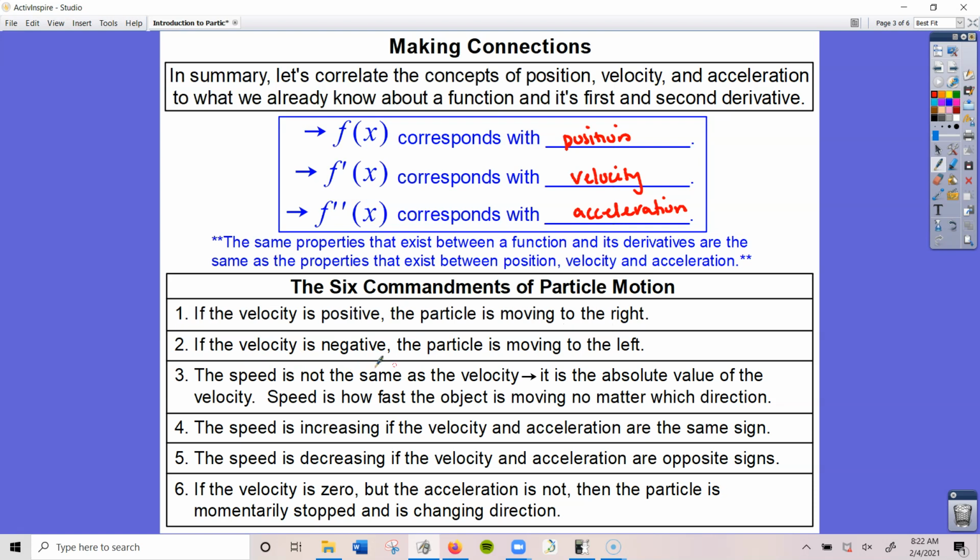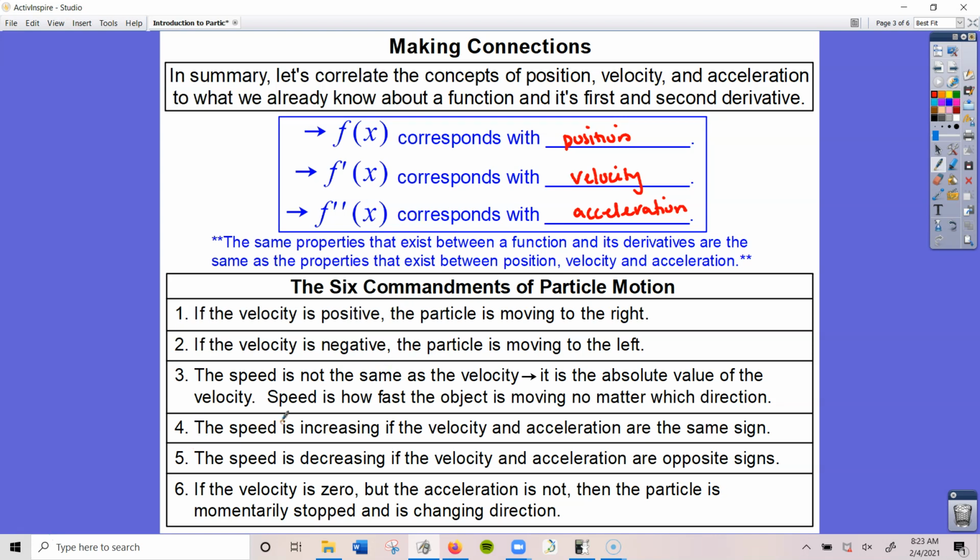Now the speed is not the same as the velocity. I know that sometimes we tend to equate the two, but speed is the absolute value of the velocity. Speed is how fast the object is moving no matter which direction. So let's say the velocity is equal to -1, then that means that the particle is moving to the left 1, whatever unit of measurement over time. However, the speed would be just the 1 with the unit of measurement. So the negative would just tell us the direction. That's the difference: velocity includes direction, speed does not.